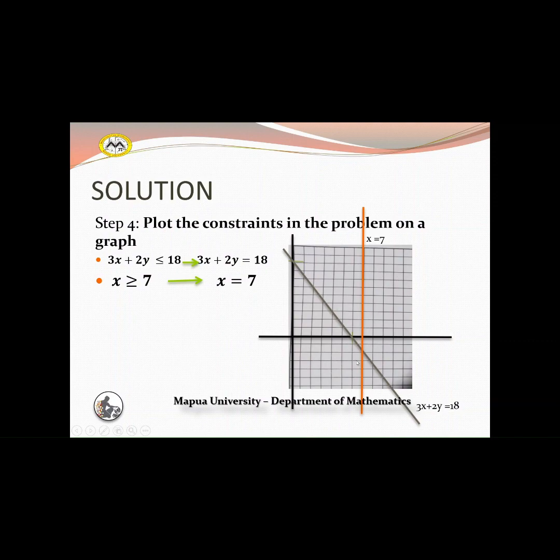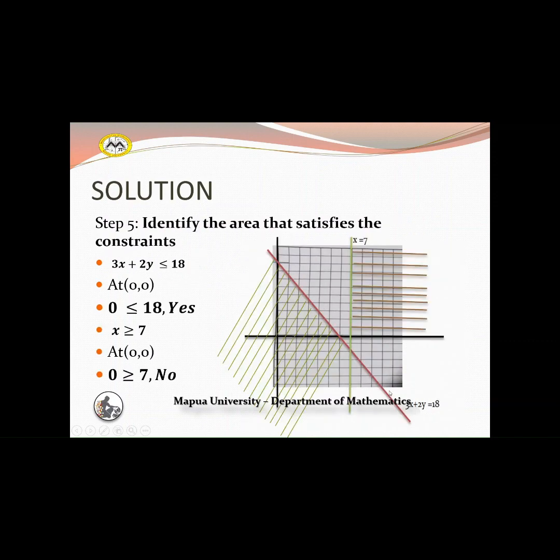Now, the next step is we have to determine the feasible region by using the testing point. So for the inequality 3x plus 2y less than or equal to 18, we can use the testing point (0, 0). Then when x is 0 and y is 0, we have that 0 is less than or equal to 18. The answer is yes. Then from the corresponding boundary line of the inequality, 3x plus 2y equal to 18, we have to shade the half-plane region including the point of origin.